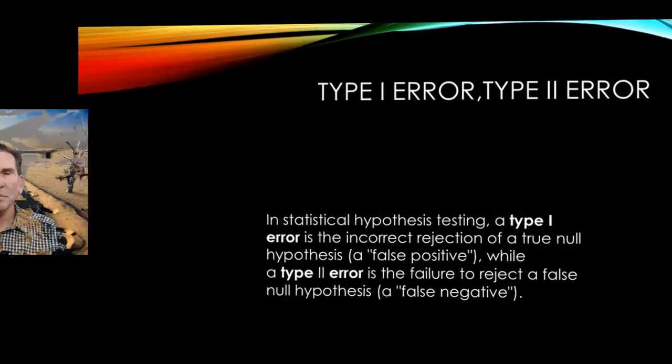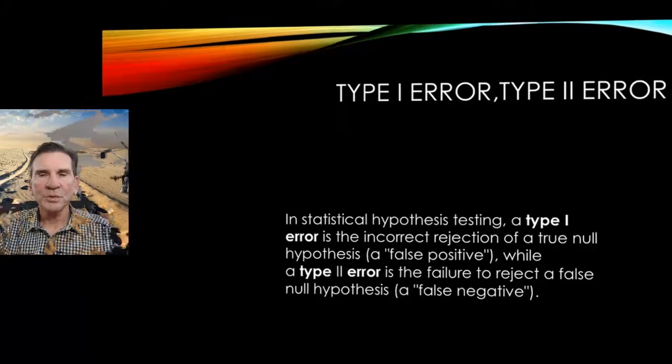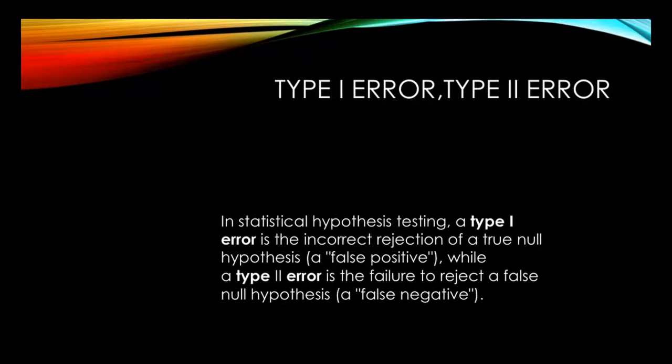Type 1 and Type 2 error. In statistical hypothesis testing, a Type 1 error is the incorrect rejection of a true null hypothesis, a false positive. While a Type 2 error is the failure to reject a false null hypothesis, which is commonly also called a false negative.